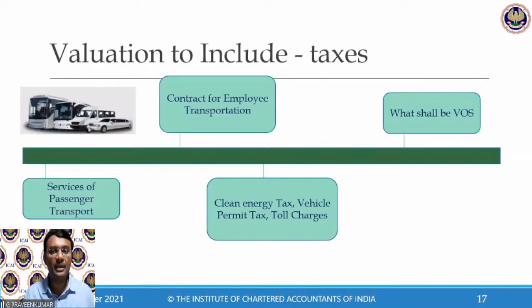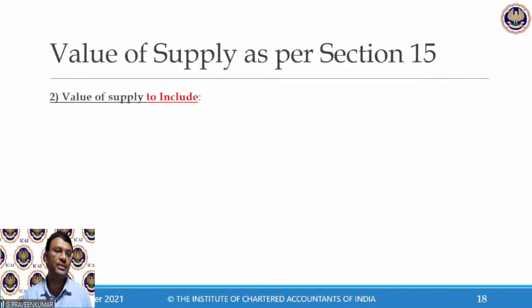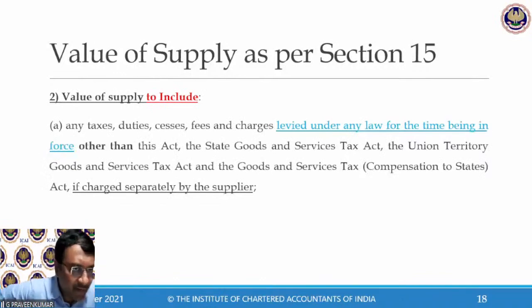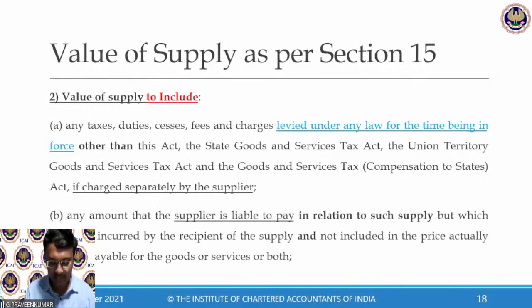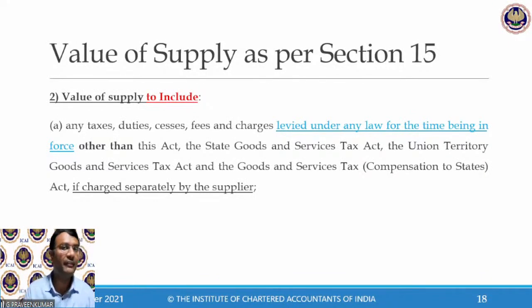Now, this is one example we need to keep in mind when we come to section 15, subsection 2. I'm giving these examples for you to connect with this particular valuation in the examination and the problems that are asked for. First element, my section 15, subsection 2 says that any tax, duty, cess, fee, charge levied under any law for the time being in force, other than CGST, UTGST or compensation cess, if charged separately by the supplier, needs to be included in my value of supply.